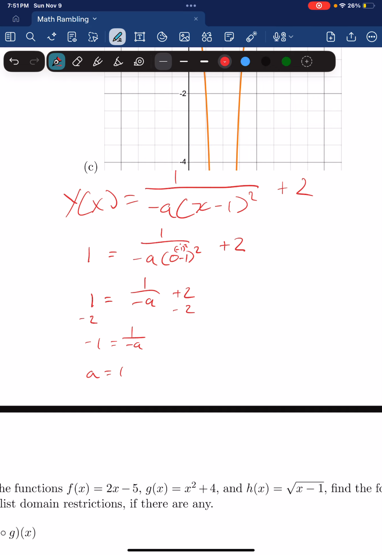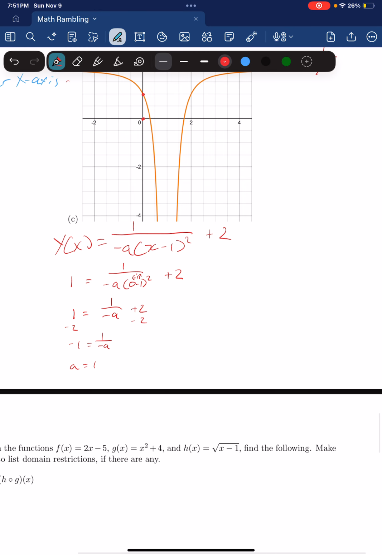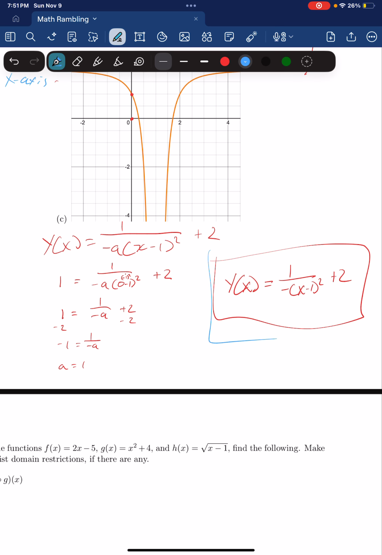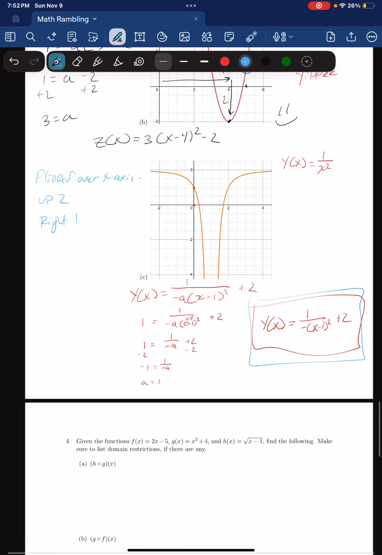That's wonderful to hear. So, if we're going to write our final equation, we get y of x equals 1 over negative x minus 1 squared plus 2. Let's box that, and maybe let's box it again, because that was hard. I'm very glad we got through that.